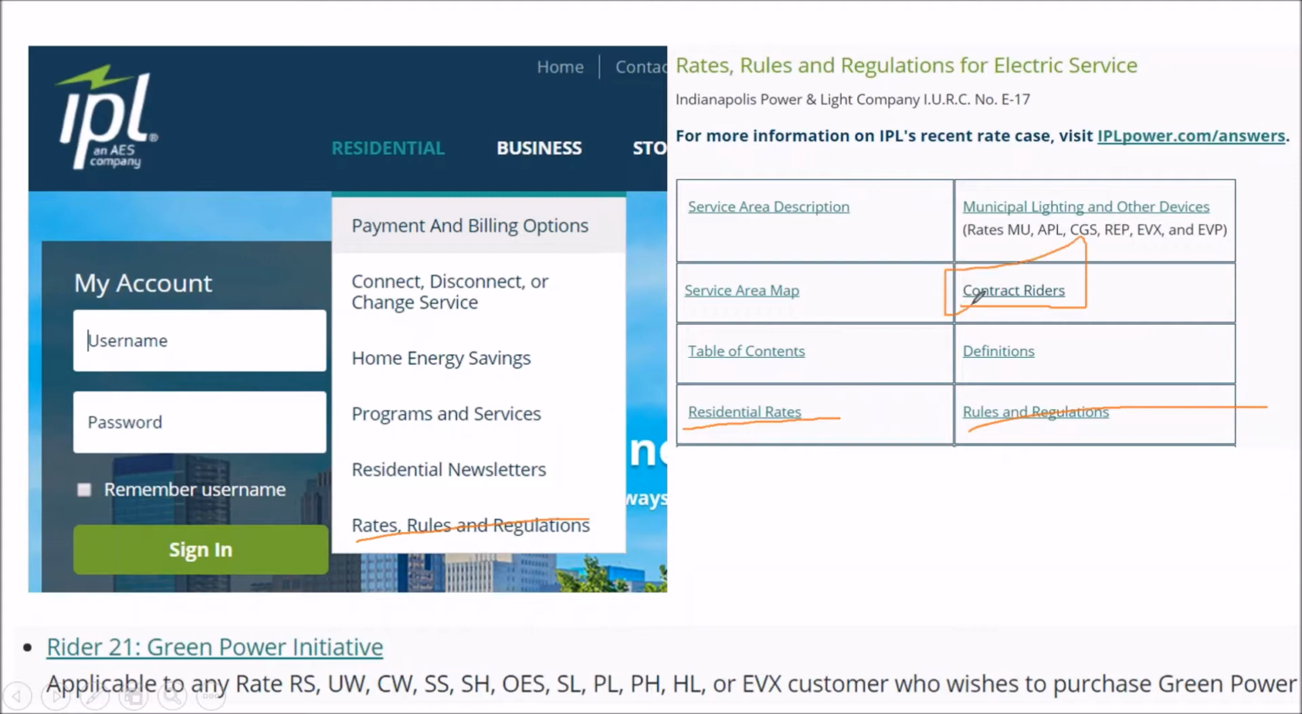Because remember, they're delivering you the same electricity either way. So it's very common just to attach a rider that's a renewable energy credit rider to your electric bill to purchase renewable energy. So here we are in Indianapolis Power and Light. You can go to their website. You can pull up their Green Power Initiative rider. That's a voluntary rider to increase your electric bill for renewable energy credit purchases.